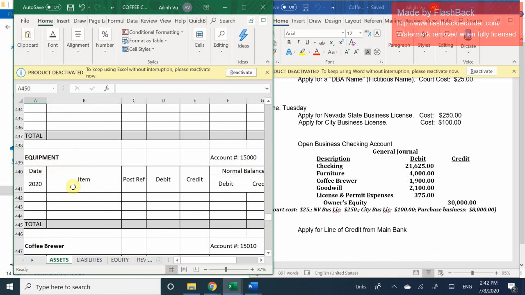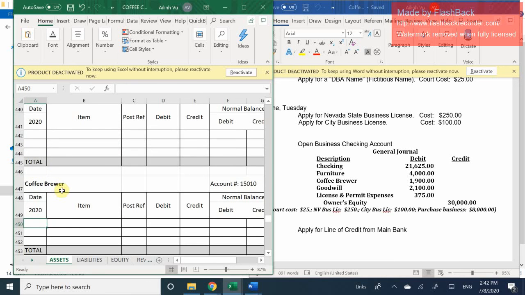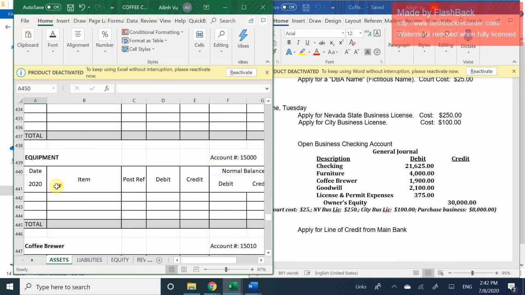So how this is organized: something I forgot to mention is if you look at your chart of accounts, anything in capital letters is your main account. Anything in regular letters is your sub account. Okay.